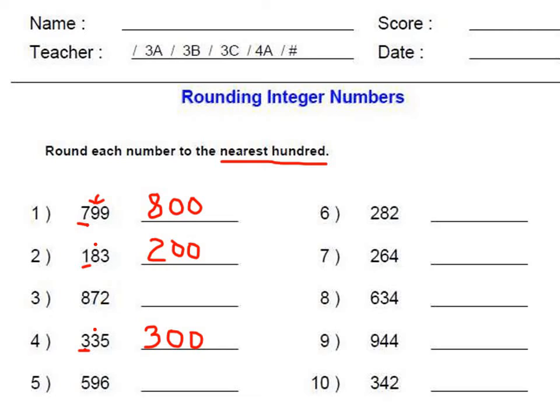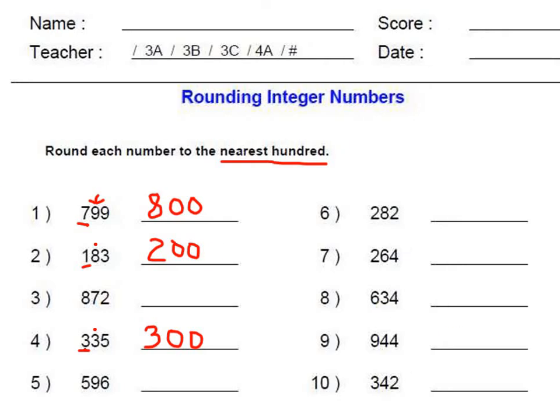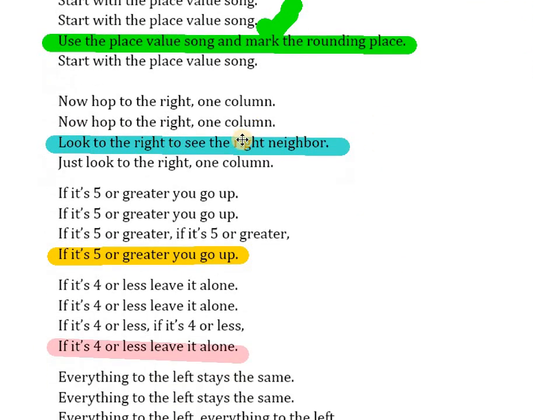So, as a quick review of the song, if I'm rounding and I know it, then my pencil will surely show it. I will use the place value song and mark the rounding place. Then I look to the right to see the right neighbor. And if the right neighbor is 5 or greater, the rounding place goes up. If the right neighbor is 4 or less, I leave the rounding place alone.